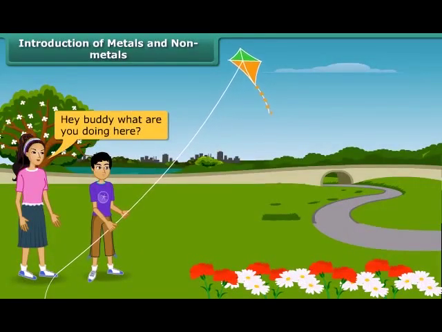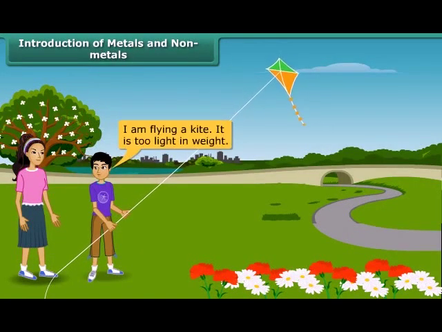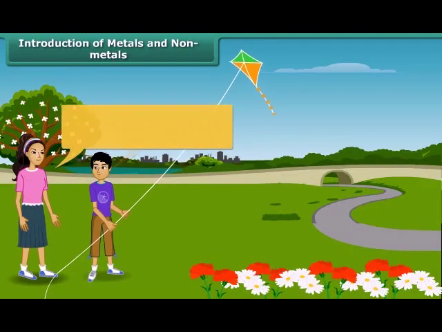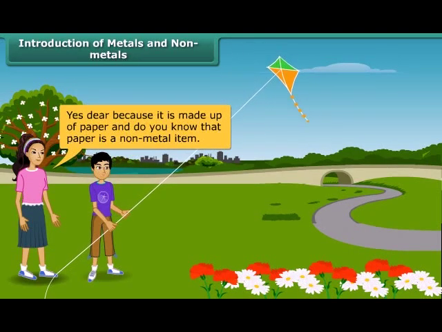Hey buddy, what are you doing here? I am flying a kite. It is too light in weight. Yes, dear, because it is made up of paper. And do you know that paper is a non-metal item?